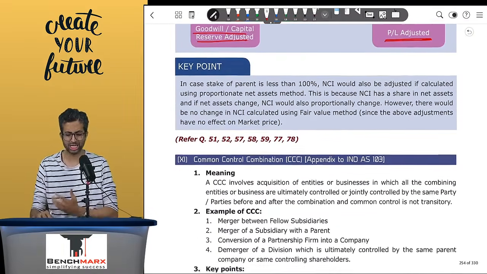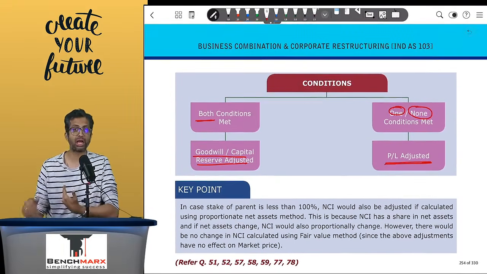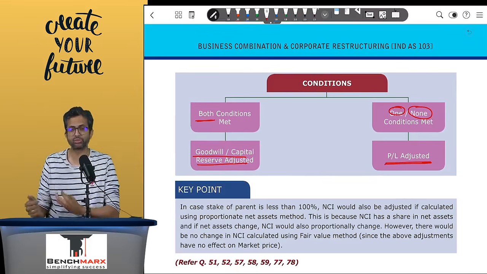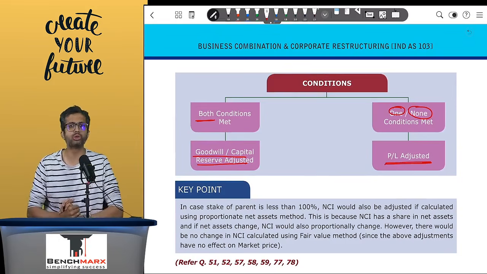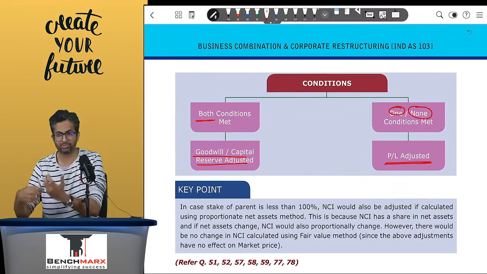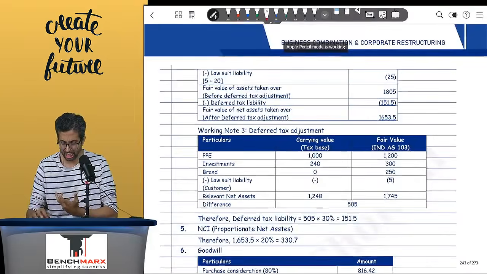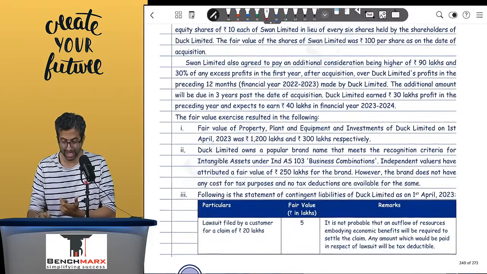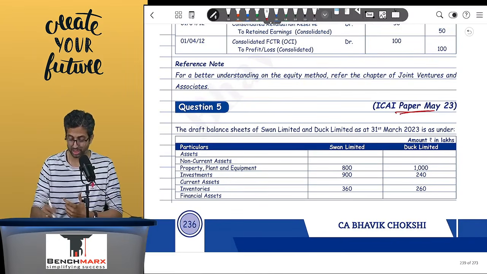So this pertains to a broad discussion regarding business combination. You still have to discuss common control combinations and reverse acquisition. But before that, we can try two relevant questions regarding business combination. This question is a May 23 question, number 5. This is a May 23 exam question. I would mark this question as fairly important.